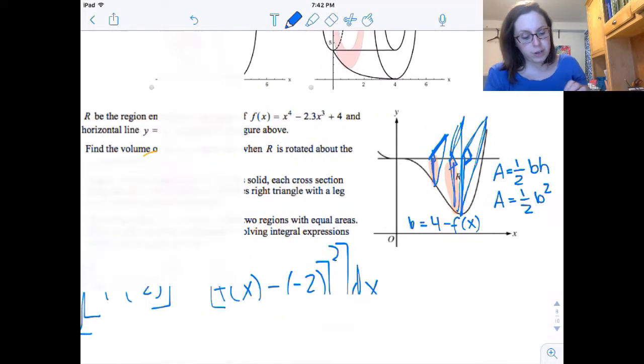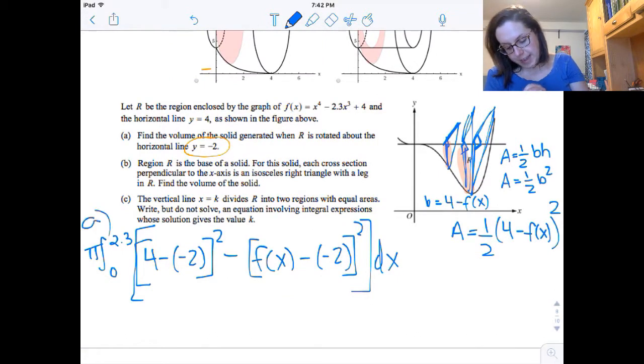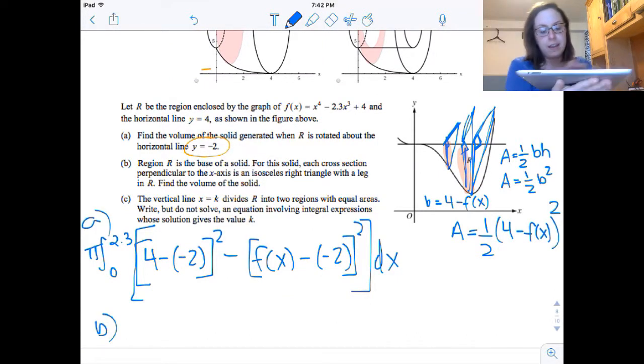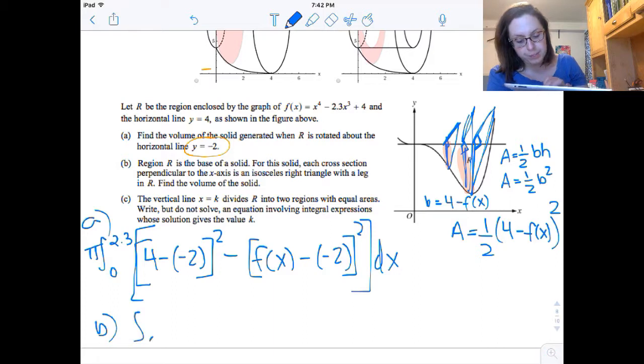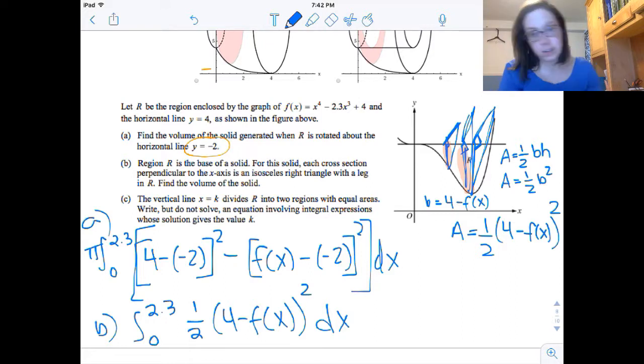So your area function here is 1/2 top minus bottom squared. For part B, I would be doing the integral from 0 to 2.3 of the area of that triangle, 1/2 (4 minus f of x) squared dx. And again, throw it in your calculator and you're done.